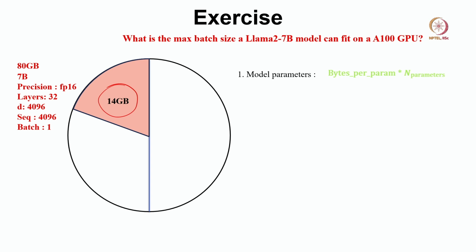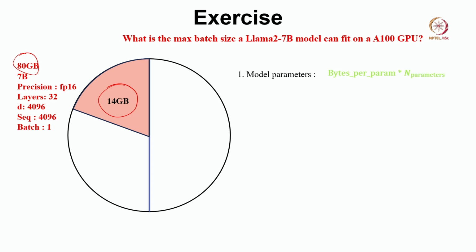Now we cannot use all 80 GB of GPU memory for the KV cache. Some amount of the GPU memory has to be reserved for the weights. Now the amount of remaining memory is 66 GB, right? 80 minus 14 GB is 66 GB.